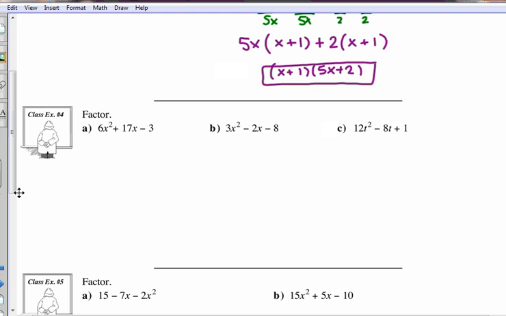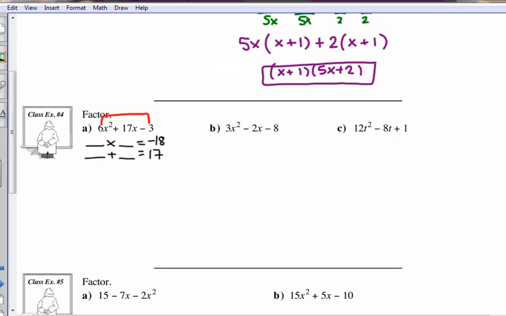So we just need to ask ourselves, is it simple or complex? Complex because of the number in front of the x squared. So now that we know that it's complex, we want two numbers that multiply to, careful, a times c, negative 18, and adds to the middle term, which is 17.